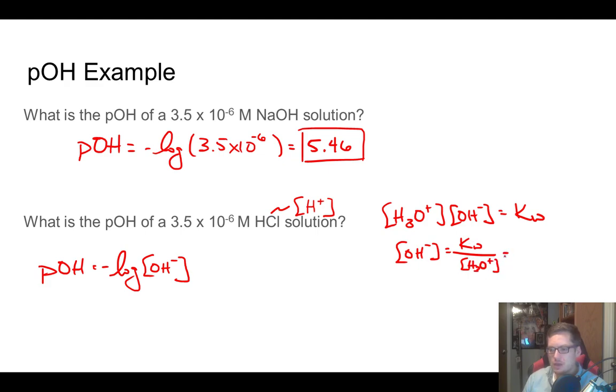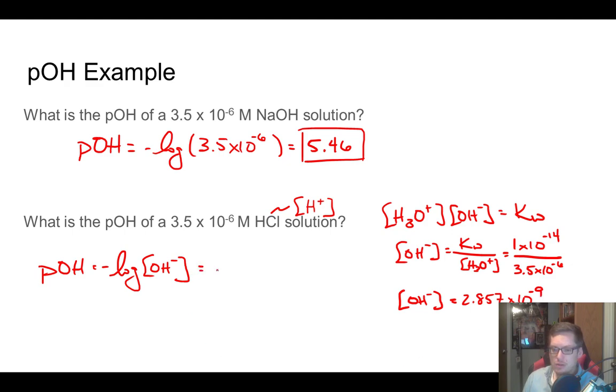Kw is 1 times 10 to the minus 14th, and our H plus is 3.5 times 10 to the minus 6th. So we take 1 e to the minus 14th divided by 3.5 e to the minus 6th, and we get 2.857 times 10 to the minus 9th. Now, you might be tempted to round that off for sig figs, but that's not our final answer, so we don't want to round for sig figs yet. So 2.857 times 10 to the minus 9th.